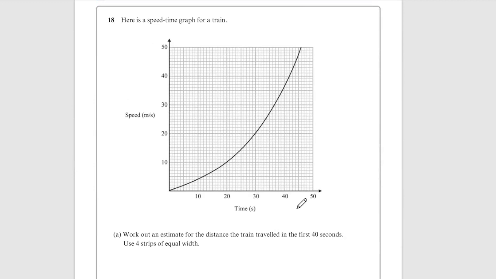Okay, here is a speed-time graph for a train. Work out an estimate for the distance the train travelled in the first 40 seconds using 4 strips of equal width. So we want this entire area, and we're splitting it into 4 strips, so strips of 10 seconds. And what I'm going to do is work out the area of each section. I'll call them area 1, area 2, area 3, and area 4. I'm also going to write down these values. So that looks like 4. This is 10. This is 20. And then this is 36.